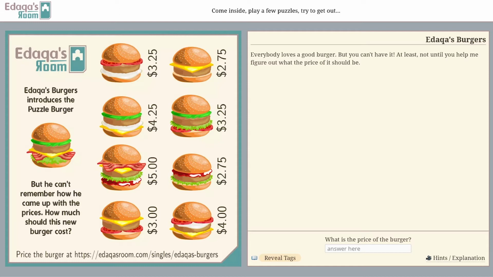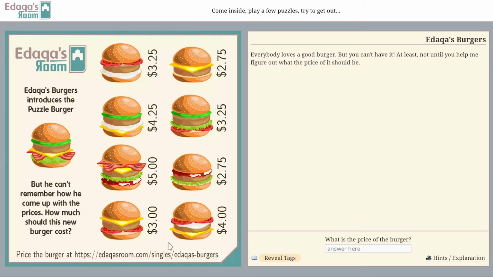As part of my site, I provide these single puzzles. This little puzzle here is about burgers, and let's just jump right into what it's about. Edaqa's Burgers introduces the puzzle burger, but he can't remember how he came up with the prices. How much should this new burger cost? So this is a puzzle about figuring out the price of a burger.